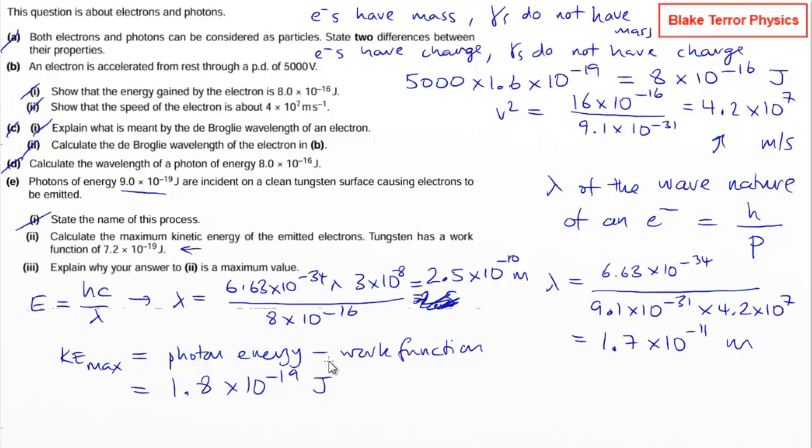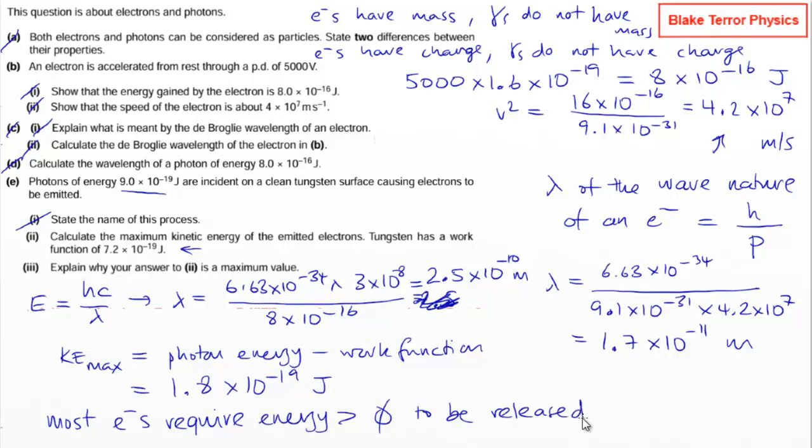So last part, explain why this answer is a maximum value. So we can say, well, most electrons require energy greater than the work function in order to be released. Another way of putting that, which you might add on here, is the work function is the minimum energy required to emit an electron.